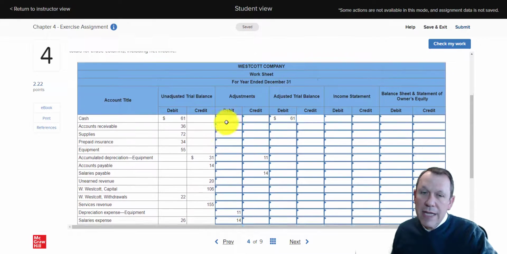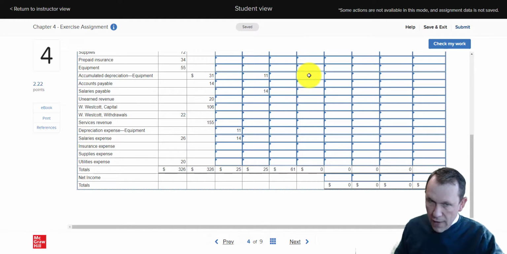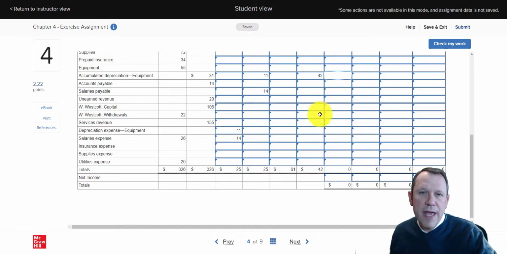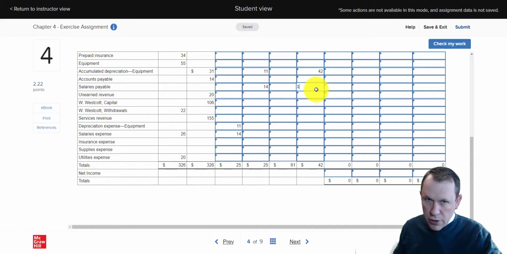Okay. If there is an adjustment, like for the ones that we did currently, then there's going to be other ones that you're going to have to do. So for example, accumulated depreciation, it's a $31 credit. There's an $11 credit adjustment, right? So credit and another credit means a bigger credit, right? So we're going to have a $42 balance at the end of that, right? Okay. So same thing, salaries payable, nothing in our unadjusted trial balance, $14 to 0, right, would just give us a $14 credit balance there.